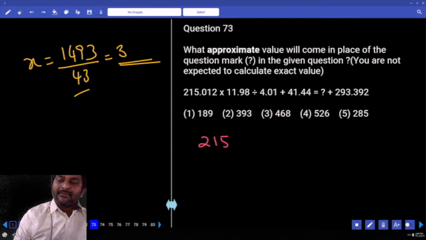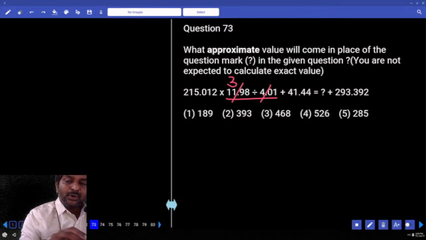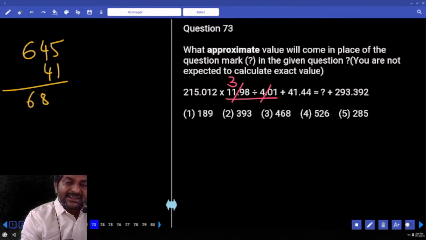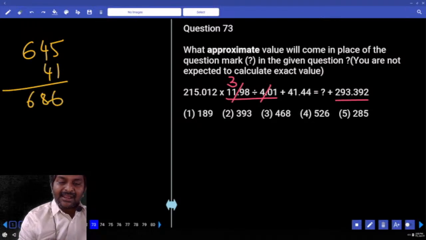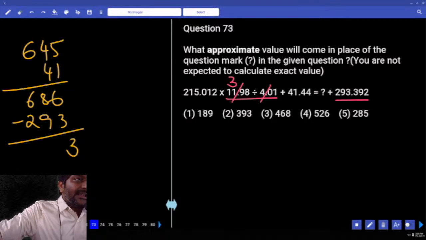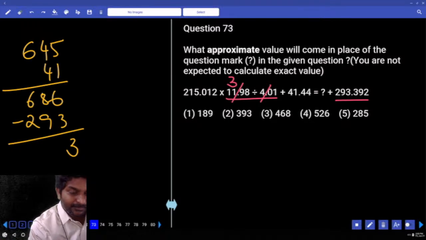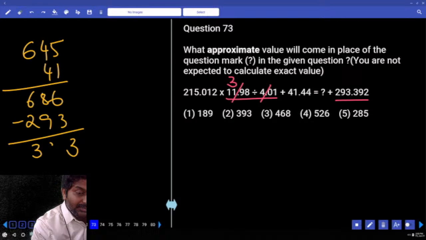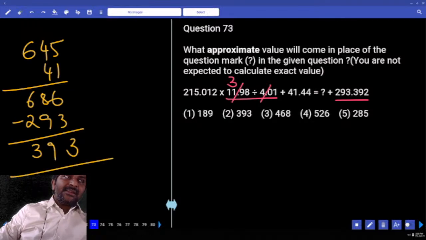Two 115 into 12 divided by 4. 4 how many times? 215, 3 times, in the sense 645, correct? Plus 41, 686. The right hand side number 293 comes to this side. 6 minus 3, 3. 68 minus 21. 30, 393.